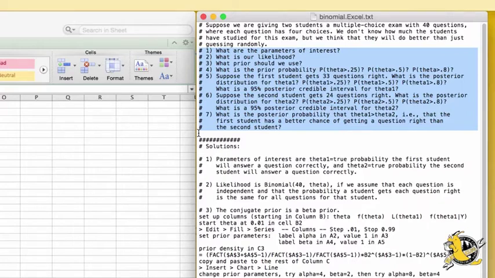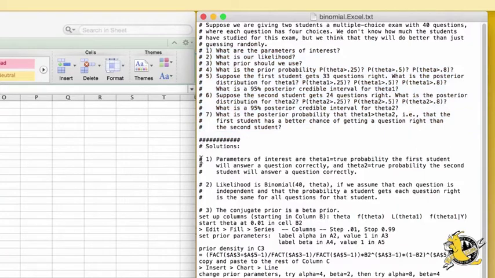Suppose the second student gets only 24 questions right. What's the posterior distribution for their parameter? What's the posterior probability it's greater than 0.25, 0.5, or 0.8? And what's the 95% posterior credible interval for it? And finally, what's the posterior probability that theta1 is greater than theta2? That is, the first student has a better chance of getting a question right than the second student.